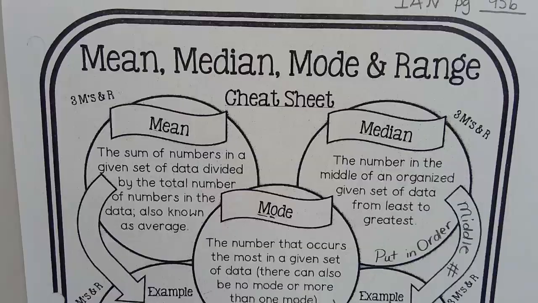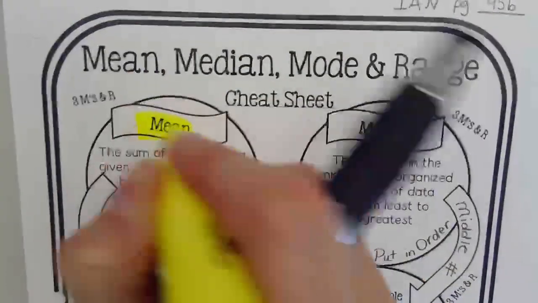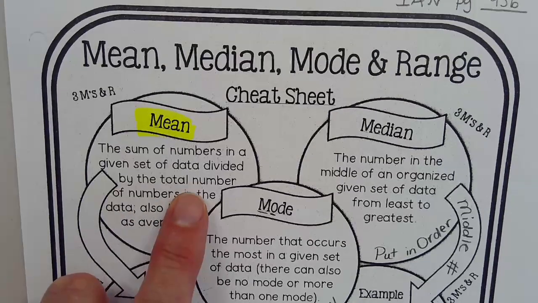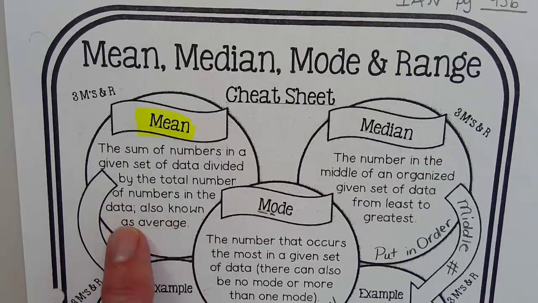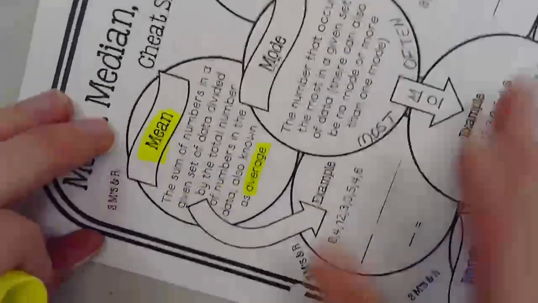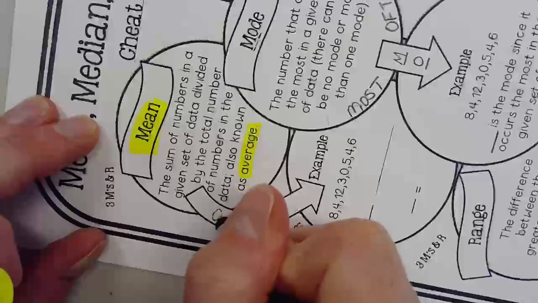This is a cheat sheet, so it kind of has it on there. The mean. So we're looking at mean first. The mean is the sum of numbers in a given set of data divided by the total number of numbers in the data set, also known as average. So if you are wondering how your grades are calculated, do we just pick some of them? What goes into finding your average for a class? All the grades. So all the grades go together. They're all calculated as part of it. So when we're talking about mean, we're talking about average.